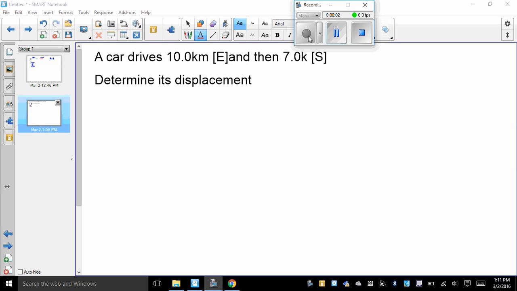So we're looking at non-collinear vectors. And we have an example of a car that drives 10 kilometers east and then 7 kilometers south. Determine its entire displacement. So we're going to use that tip to tail.